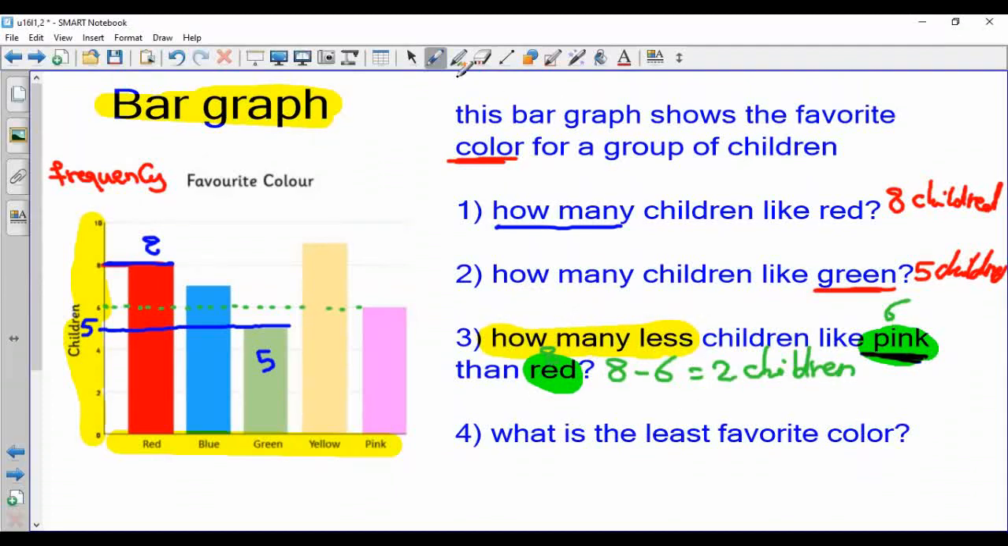The last question here, what is the least favorite color? The word least refers to the smallest. So here I'm asking what is the least favorite color, meaning what is the color that gets the smallest number of votes. And on the bar graph, you will look at the smallest bar. What is the smallest bar among these bars? It is green. So green has the smallest bar. So green is the least favorite color, and I will write green here.